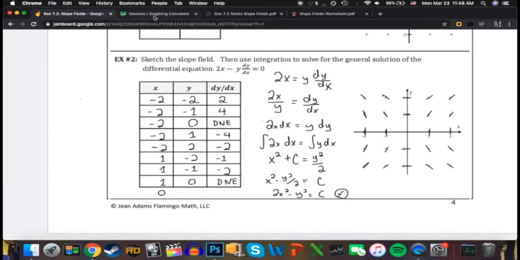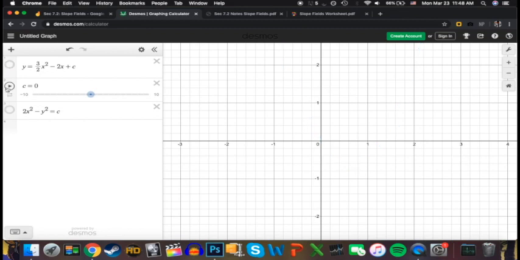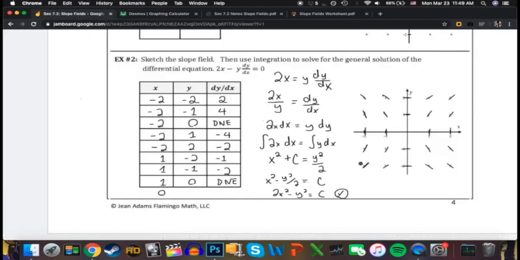And if you take a look at this on Desmos, when c is varying, notice how as it gets bigger and smaller, you just have hyperbolas, or parabolas in these cases. And so that relates over to the sketches for your slope field of this particular differential equation.